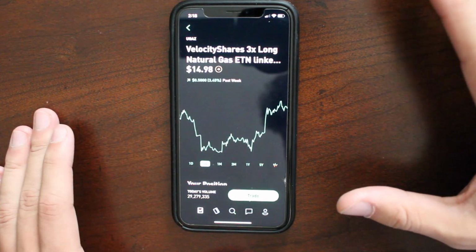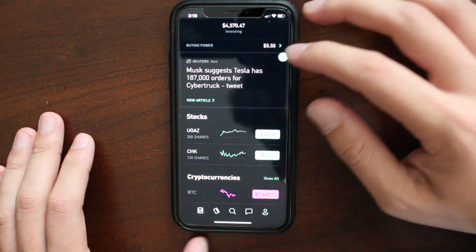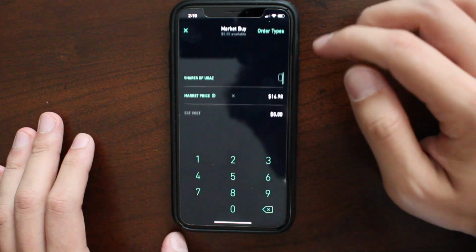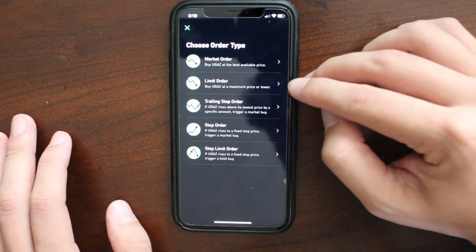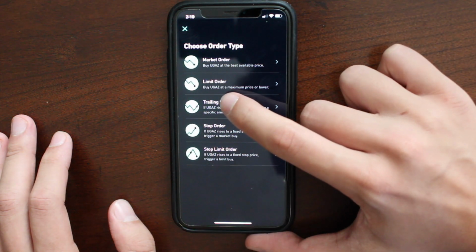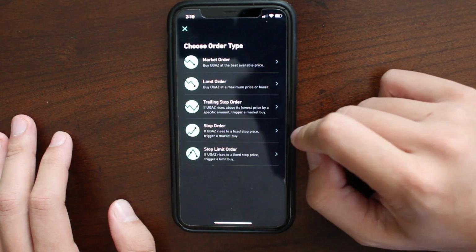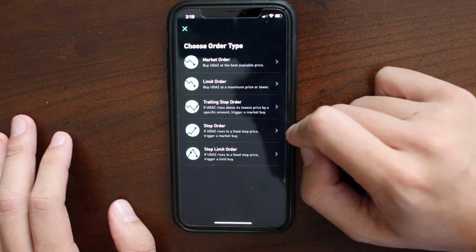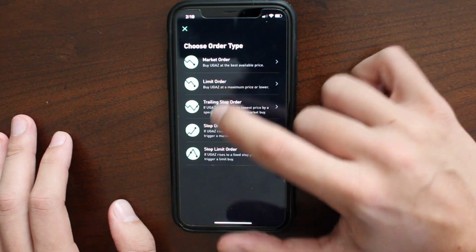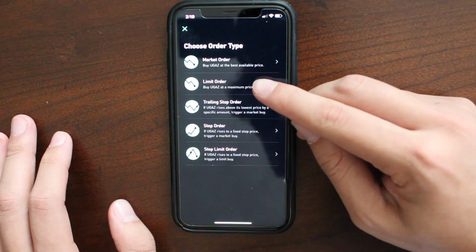And the reason why I love this order is because it will take care of it for you when you set your order down. Instead of a limit order, where it says right on the bottom, buy at a maximum price or lower, this is what the stop order is. So if the stock rises to a fixed price, it triggers a market buy. You can kind of see from the pictures here, once the graph passes the white line, boom, it will buy that.